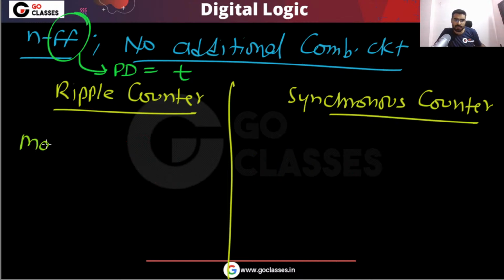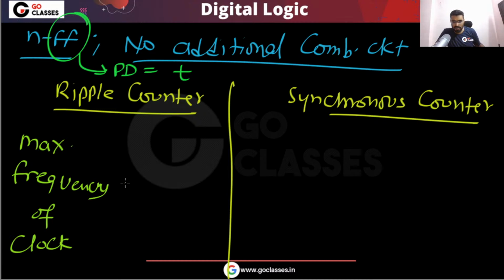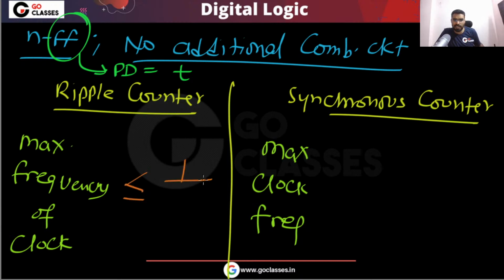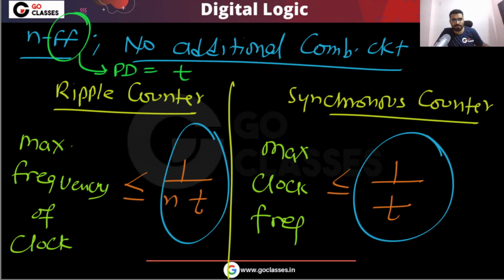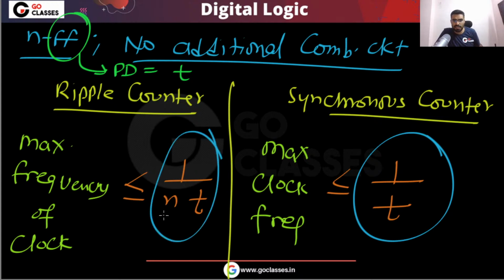Also, I can ask what is the maximum frequency of the clock. The maximum clock frequency in a ripple counter will be less than or equal to 1 by nt, and here it will be less than or equal to 1 by t. So you can notice it does not depend on the number of flip-flops here. So the maximum frequency in a ripple counter is limited by the number of flip-flops.